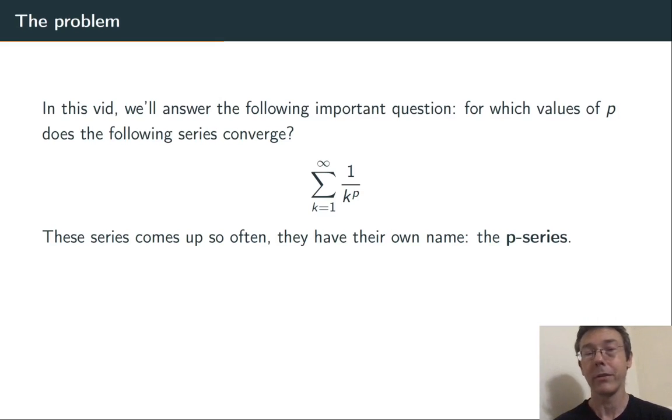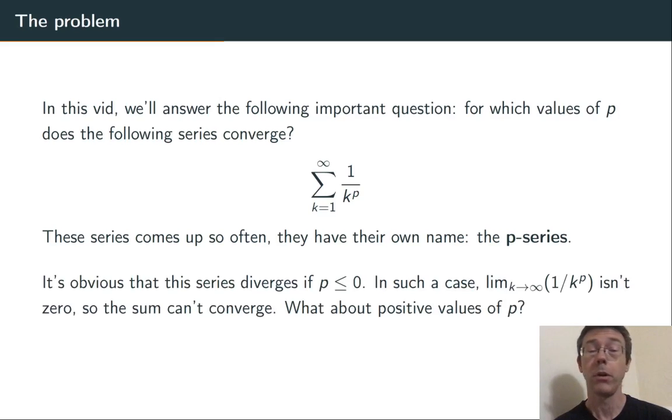So what's a p-series? It's a series of the form sum k equals 1 to infinity, 1 over k to the p. So p is just some fixed number here. You might have the sum of 1 over k squared, or the sum of 1 over the square root of k, for instance. Does it ever converge? And if so, for which values of p does it converge? That's the question we really want to answer in this video.